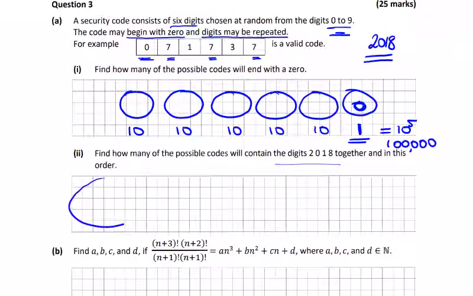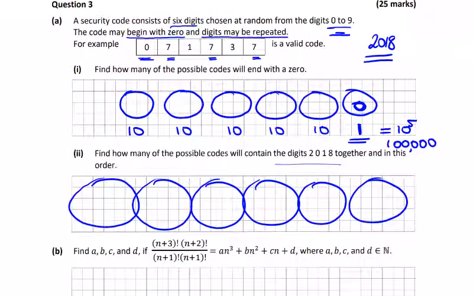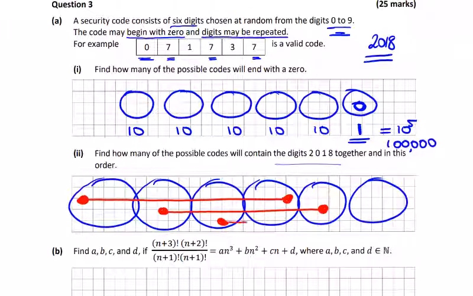How many codes will contain the digits 2018 together in this order? Okay, so if we look at our 6 spaces, how many of them can possibly contain 2018 in that order? So we start here, 2018, we're going to end up in the 4th box. If we start in the 2nd box, we're going to end up in the 5th box. And if we start in the 3rd box, we're going to end up in the 6th box. So there's 3 spots to put 2018.